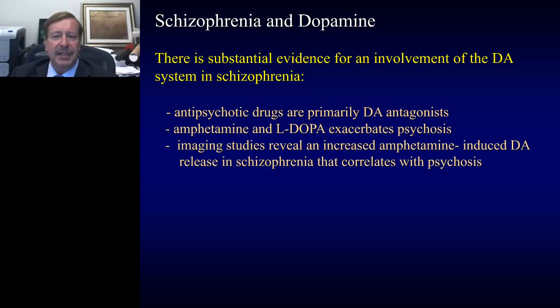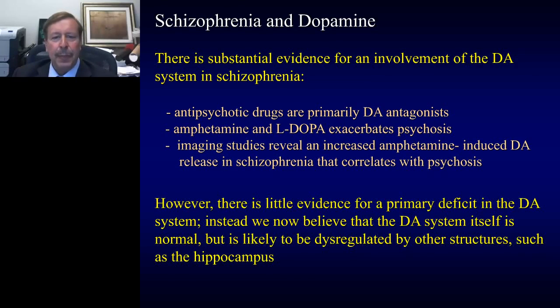Furthermore, imaging studies done by Anissa Abidargham, Mark Laruelle, and others have shown that there's an increased amphetamine-induced dopamine release, measured by raclopride displacement in human schizophrenia patients. And furthermore, the amplitude of the increased dopamine release correlates with the ability of the amphetamine to worsen the psychosis. So what we have is an identity between increased dopamine release and the psychotic features of schizophrenia.